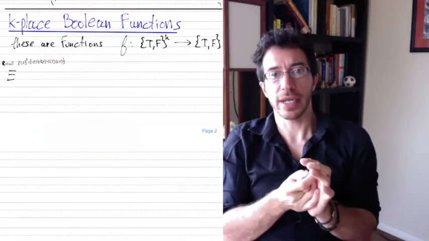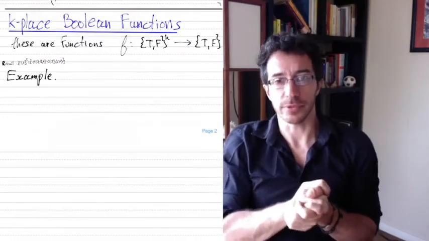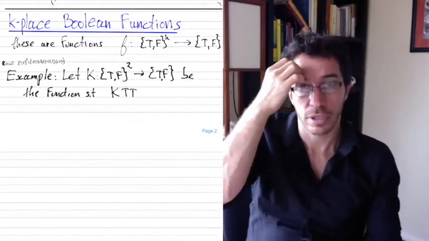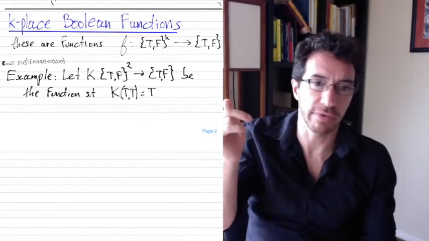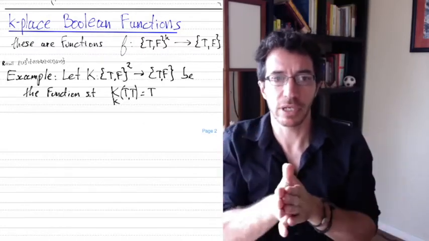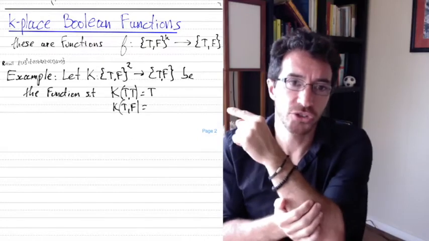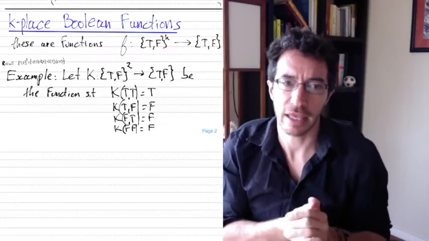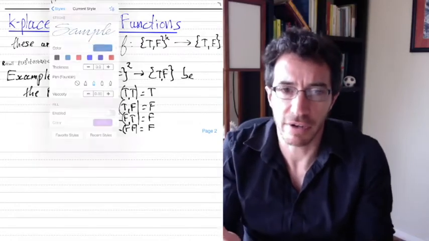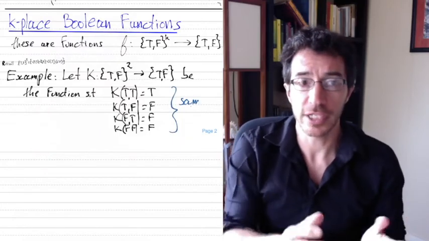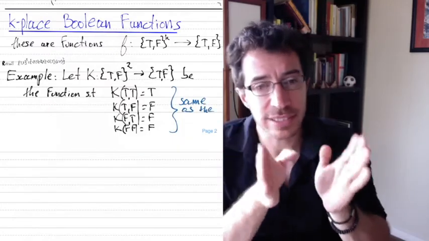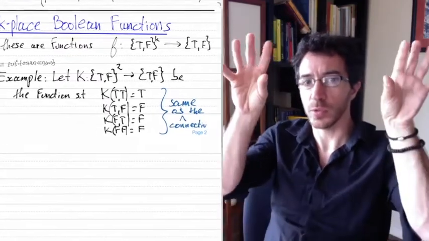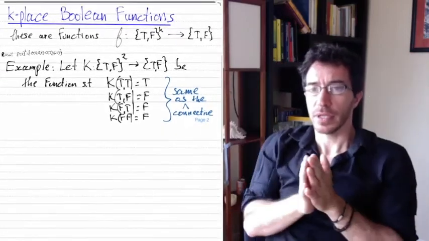Okay, so let's consider an example. Let k be a 2-place Boolean function, so a binary Boolean function, given by the following values. Whenever you have a Boolean function, you just have to list the values. There is no other way to say it. So for instance, k(TT) equals true, k(TF) equals false, k(FT) equals false, k(FF) equals false. Then you can define just any function you want, with any values. This one in particular, if you pay attention, is the same as what the AND connective does, right? It's only true when both inputs are true, and it's false in the rest.